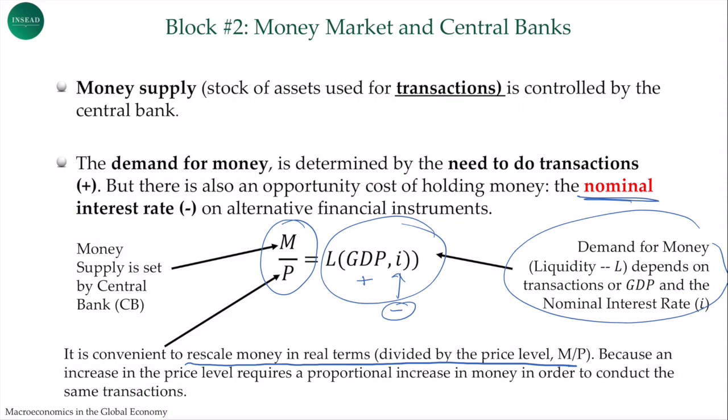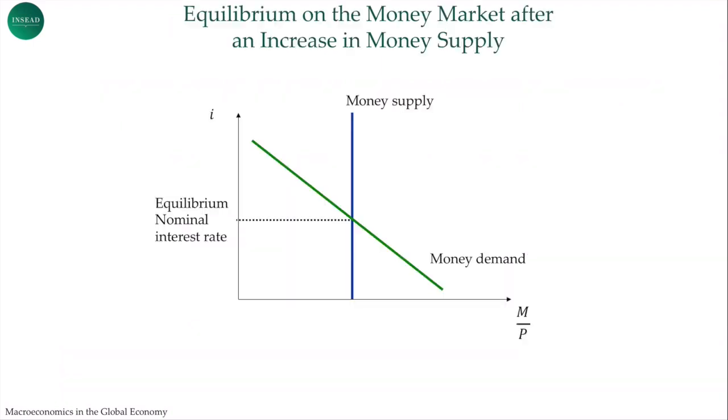So here's block number 2. It's a money market. It's like any other market, supply and demand. And we can get some intuition about how the central bank influences this market by representing this block, the money market, graphically. Now let's do it quickly.